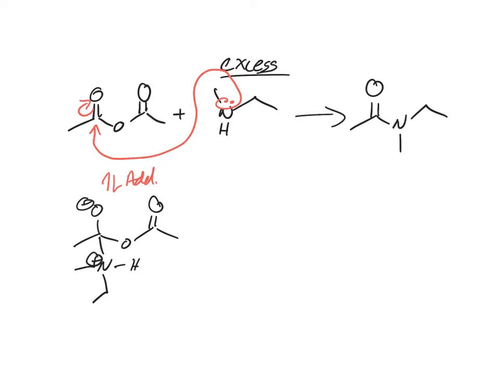Make sure we balance our charges. We form a tetrahedral intermediate. With the tetrahedral intermediate, we ask ourselves, is there a leaving group, and what's the best leaving group? What's the best leaving group right now? The thing we just added, right? That's the best leaving group. Well, that doesn't help us. That makes us go back to where we started. So we've got to do something before we do an elimination. So what do we need to do? We need to do a proton transfer.